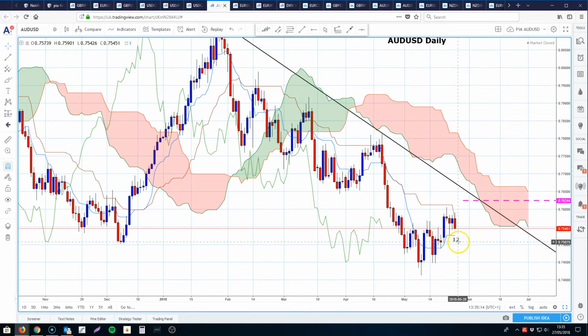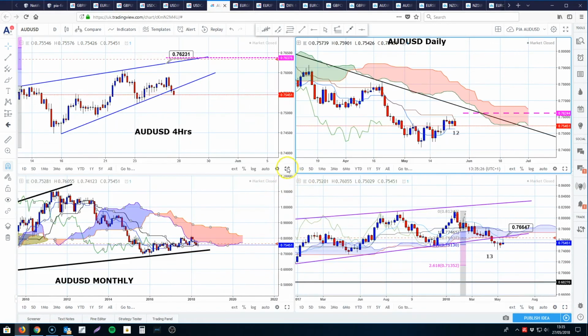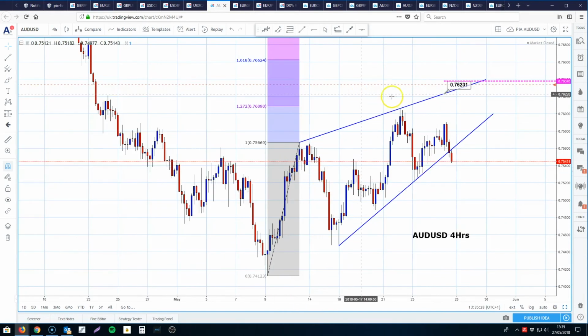However, we're very cautious because, again, we've got one of these 12 counts. On Monday, we're likely to get a 13 count in Aussie dollar, and we don't like to sell into 13 counts. We prefer to sell rallies higher. And the intraday chart is actually showing an ending wedge breakout.